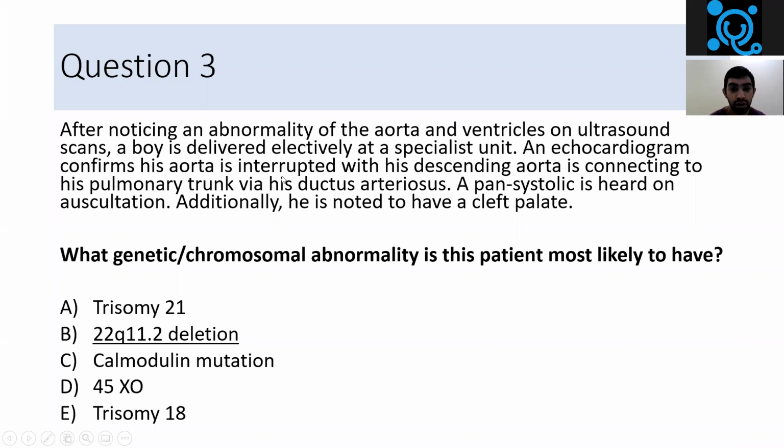describing what an interrupted aorta is. Just in case people have been learning DiGeorge syndrome and think about buzzwords such as interrupted aorta and cleft palate, sometimes if the question is made a little bit trickier, you might have just been told an echocardiogram confirms his descending aorta is connected to his pulmonary trunk, and you need to interpret that to mean it's an interrupted aorta.